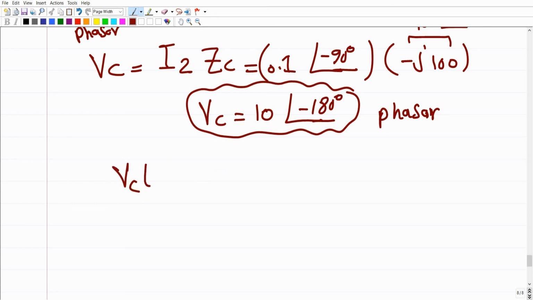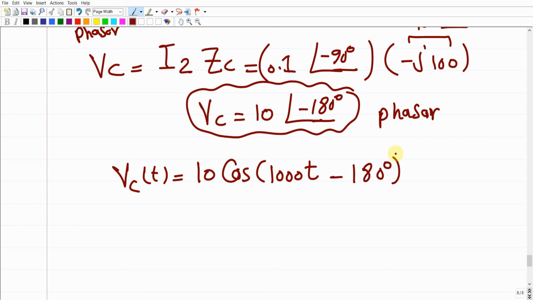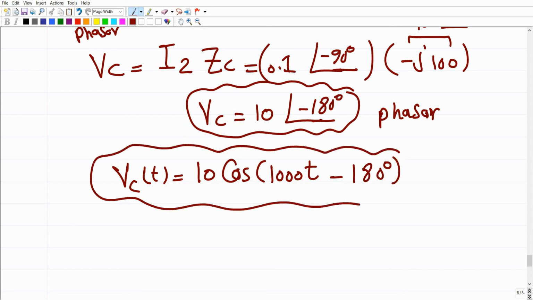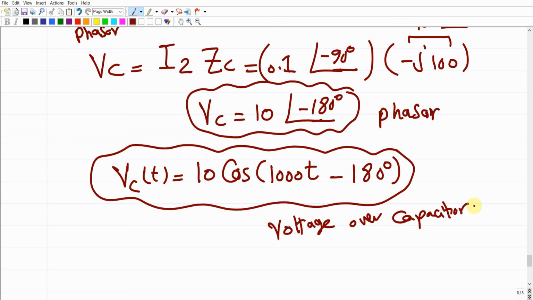So VC as a function of time. Here we can include the time. It is a function of time. It should be the peak, the magnitude, which is 10, and it's going to be the cosine of omega t, where omega is 1000, as already given at the top there, and the angle is negative 180. This is going to give us the voltage in the steady state, or in the time domain. This is the voltage over the capacitor C as required.